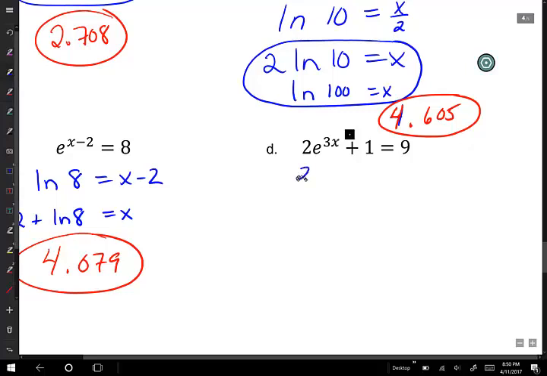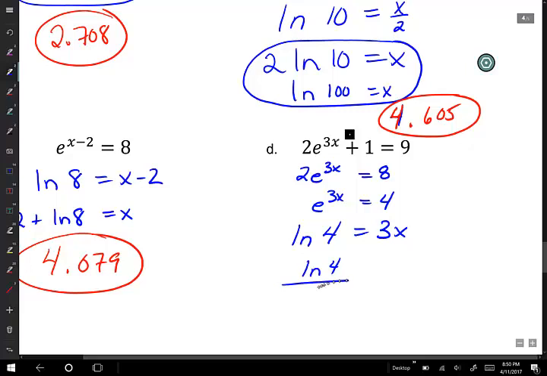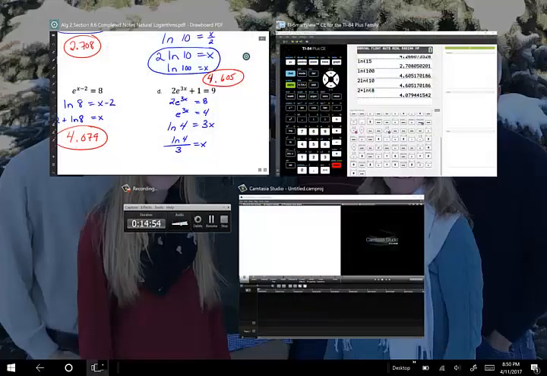Let's take a look at our last one. Once again, isolating, we have 2e to the 3x equals 8. You're going to divide both sides by 2, so e to the 3x equals 4. So you have the natural log of 4 equals 3x. So the natural log of 4 all divided by 3 equals x. Now this is not the natural log of 4/3. I need you to understand that. This is the natural log of 4 and that answer divided by 3.